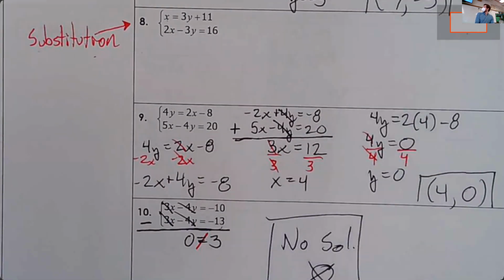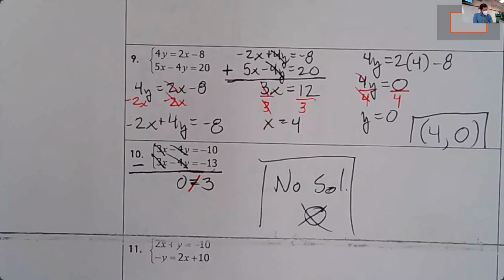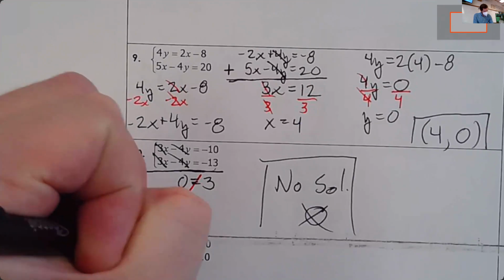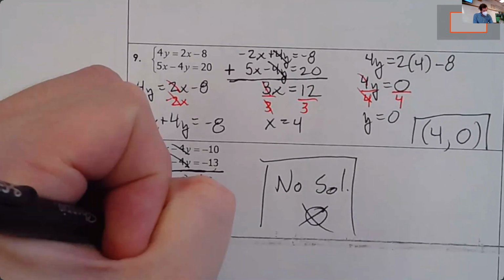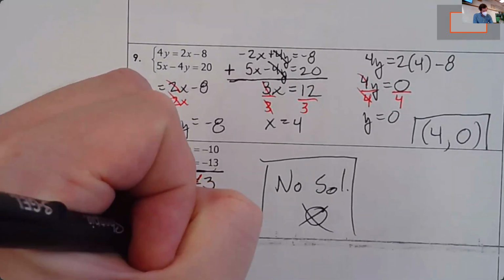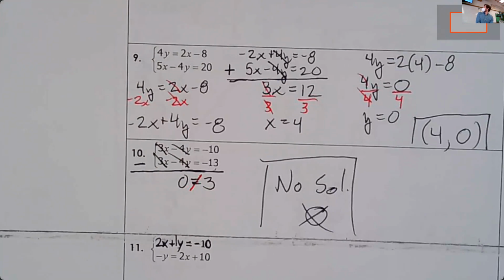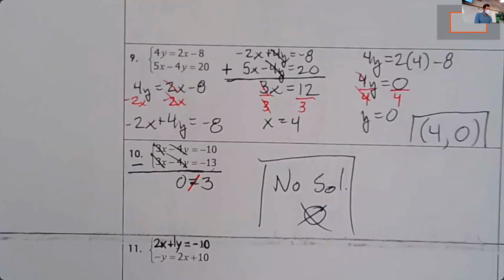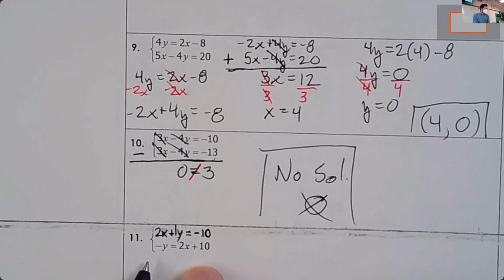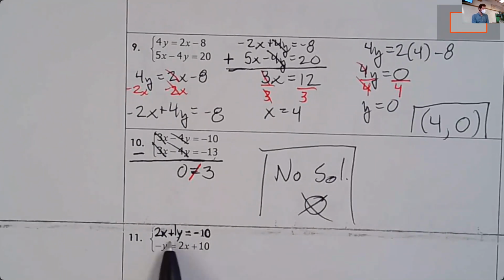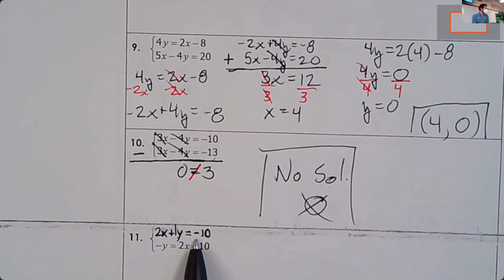The last one, number 11, this is a 2x. I'm going to just make that a little bit easier to see. 2x plus y, I'm going to write 1y equals negative 10. So 2x plus 1y equals negative 10. And then on the bottom, we have negative y equals 2x plus 10. So first of all, on this one here, our variables are not yet lined up. The top equation, x and y are both on the left. This is standard form. This is kind of what we want when we're dealing with elimination. So the bottom equation is what needs the adjustment this time.